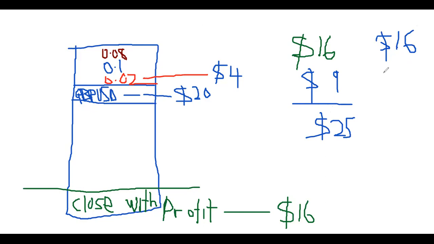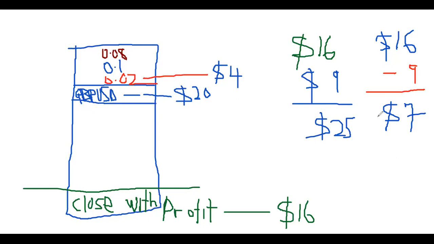Minus $9. So what you now finally have is what? $7. You see this? You now finally have $7. You see that? So that is that. Thank you very much. So that's that about partial closing.